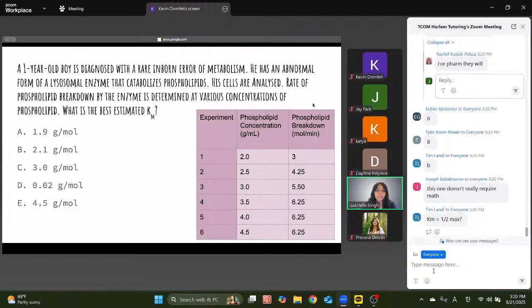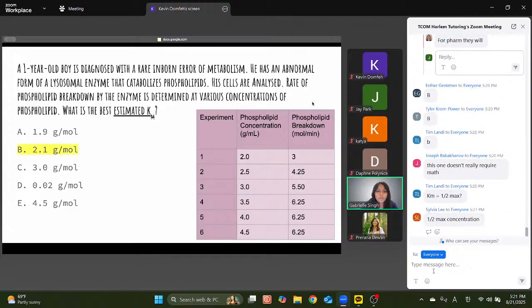Yeah, that's the formula. Km equals 1/2 Vmax. Don't forget the V. All right, so I guess a lot of people got B, so we can move on to the next slide. Since 1/2 Vmax is equal to Km, which is what we're looking for, we see Vmax being 6.25.